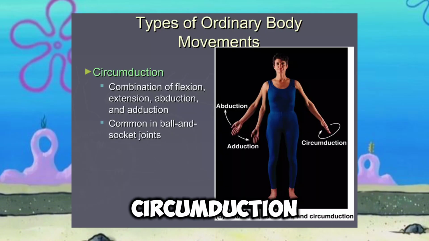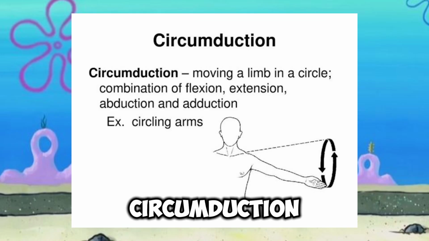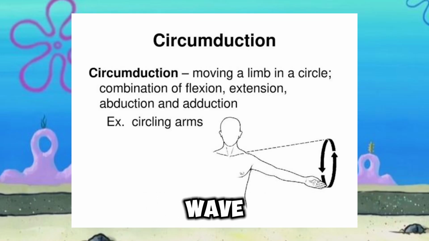4. Circumduction. Plane, multiple. Axis, multiple. This one's fun! Circumduction is a circular motion, like when you wave your arm in a circle. Your shoulder's doing all the work.